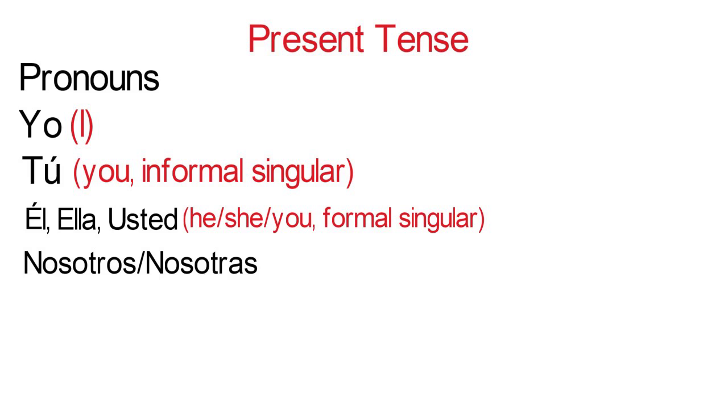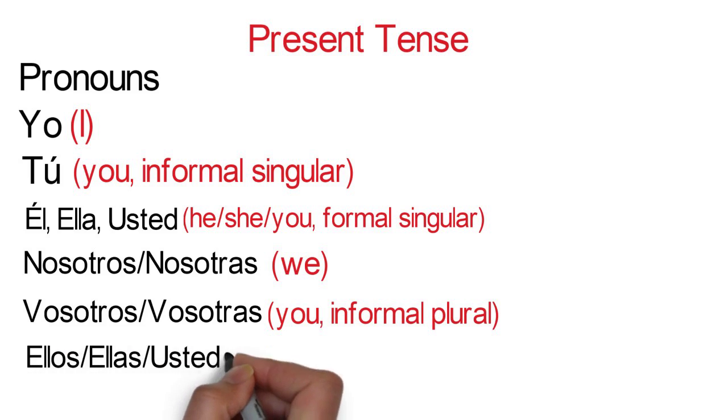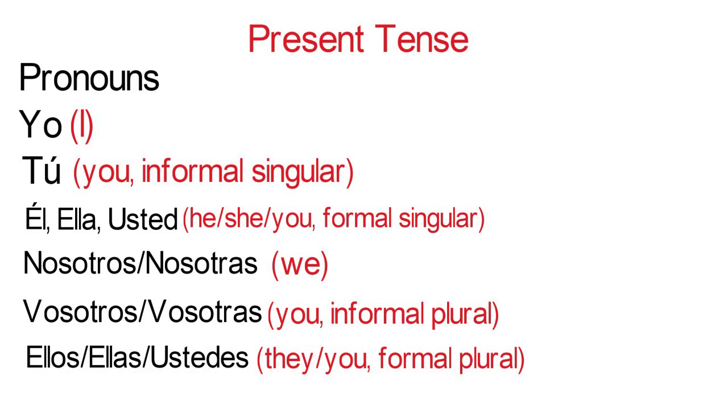Nosotros or nosotras, depending on the gender, which means we. Vosotros or vosotras, depending on the gender, which means you in plural. The plural form of you is vosotros or vosotras. And then we have ellos or ellas for they. We also have ustedes. Ustedes means you. Vosotros also means you, but it is the informal plural when you're addressing a group of friends, relatives, or colleagues.